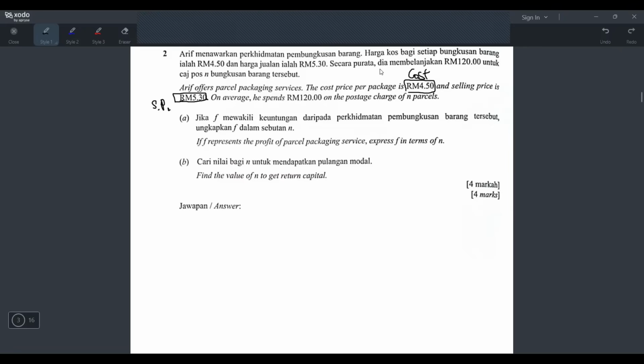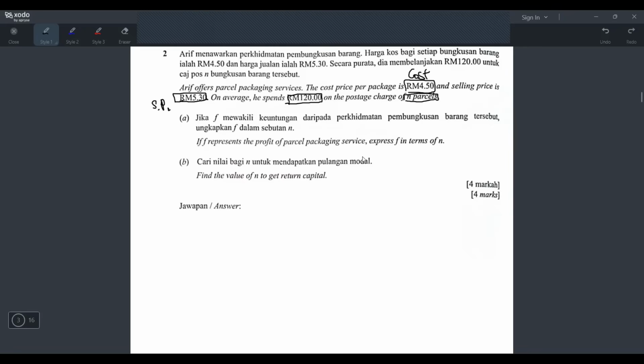It means, can I find the profit? Yes, because the formula for profit is to take the selling price minus the original cost. Okay, let's see what they want. On average, he spends 120 ringgit on the postage charge for N parcels. Oh, okay. So there are N parcels, but the postage you pay only once, 120 ringgit. Do you understand what I mean? Because you will not send one parcel.